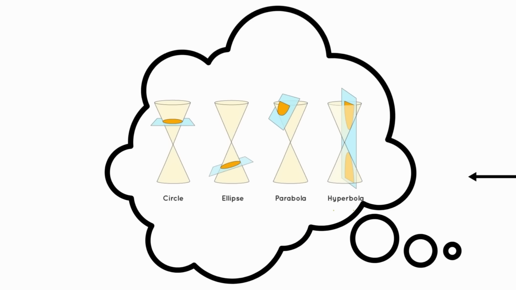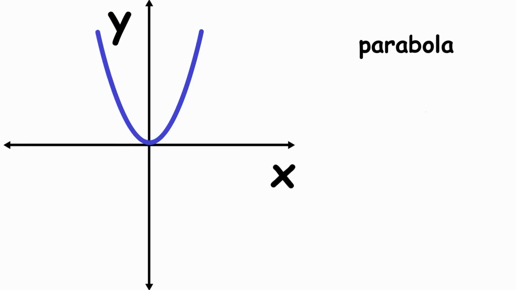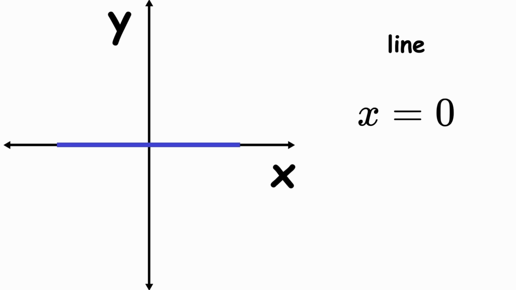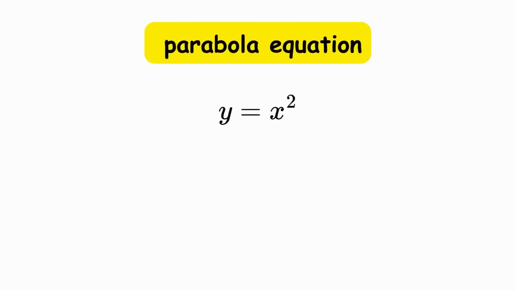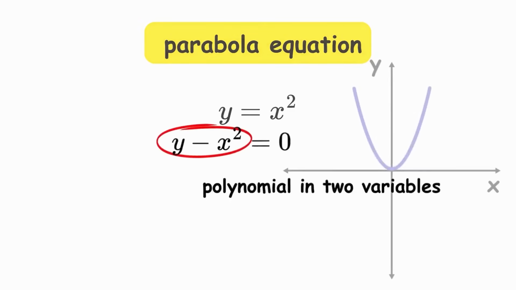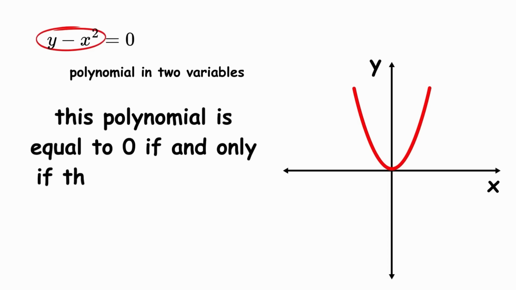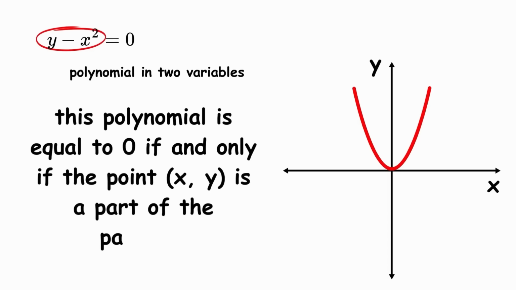Every conic section can be described in Cartesian coordinates by a certain equation in terms of x and y. Some simple examples are a parabola described by y equals x squared, a circle described by x squared plus y squared equals 1, and a line described by x equals 0. Now let's take the parabola equation and move everything to the left-hand side, resulting in y minus x squared equals 0. The expression y minus x squared is a polynomial in two variables, and the equation states that this polynomial is equal to 0 if and only if the point (x, y) is a part of the parabola.